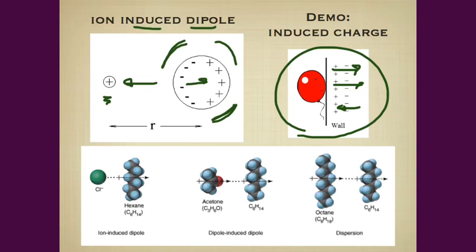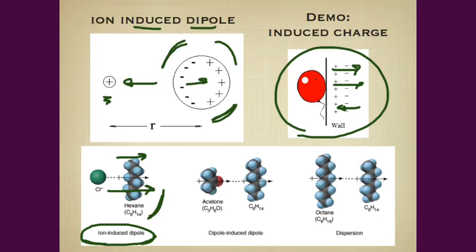So in chemical systems, there are some examples where this starts to happen. If you have an ion in, let's say, a nonpolar liquid like hexane, the negative charge on this chlorine will push the electrons to the opposite side of that molecule, and we'll end up with a positive and negative side to a normally nonpolar molecule. So this is called an ion-induced dipole.